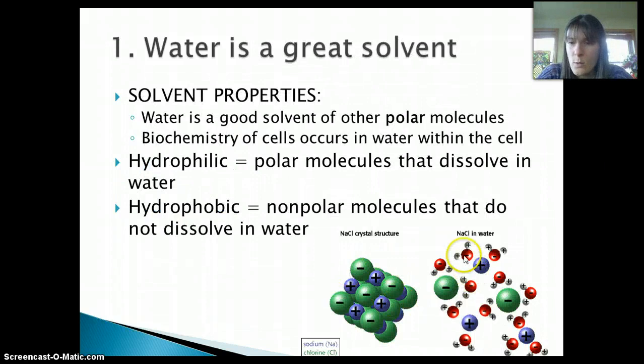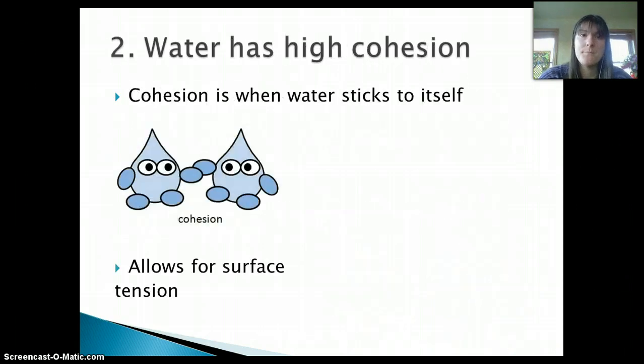So what happens is these little water molecules with their slightly negative side and their slightly positive side are going to get in between these, where the slightly positive side is going to surround this negative, the slightly negative side is going to surround this positive, and that's going to break those things apart. That's dissolving. Because water is a great solvent, life can exist. And why is water a great solvent? Because water is polar and it forms hydrogen bonds.